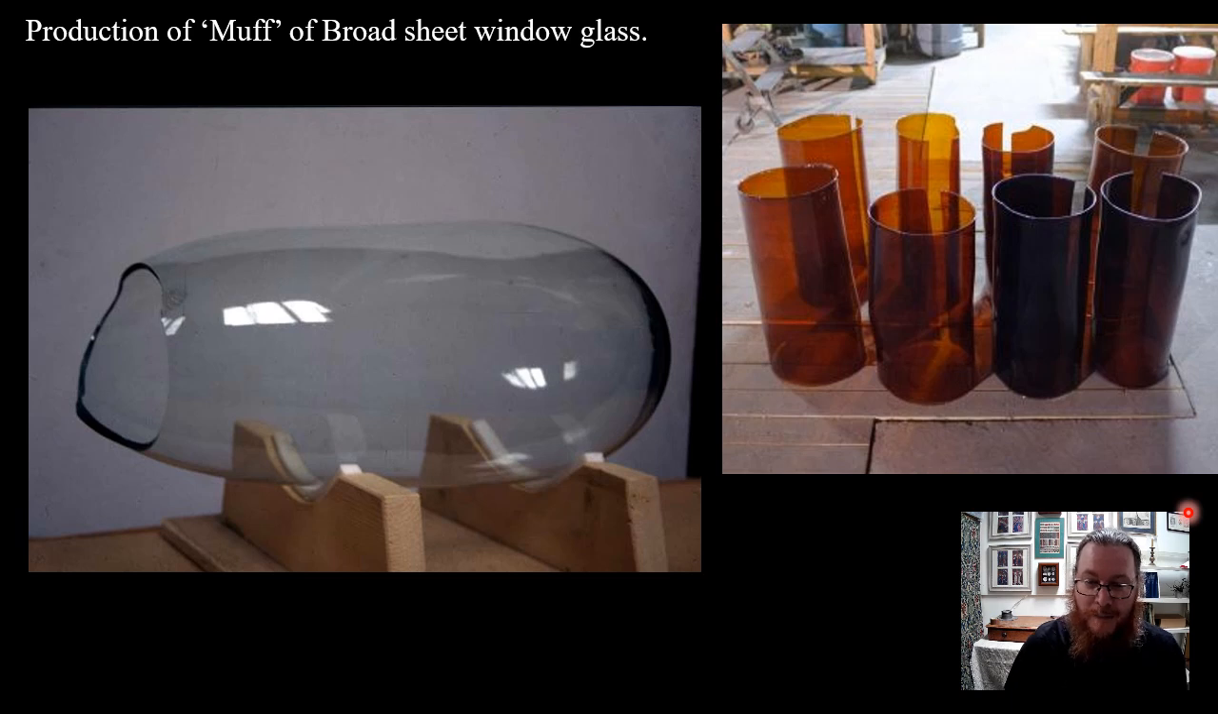After that, they are put into the annealing oven and they're laid upon a flat bed of sand. And both gravity and heat opens up the muff and forms a flat piece of window glass. Because of course this is a hand-blown product, the thickness of the glass will vary from one end to the other, just as it does with a piece of crown glass.